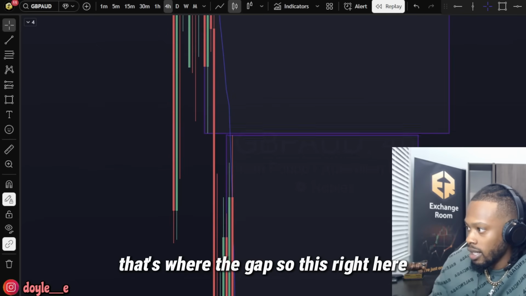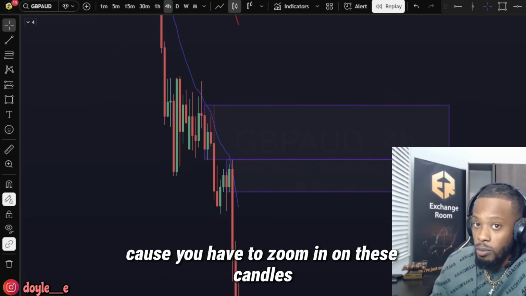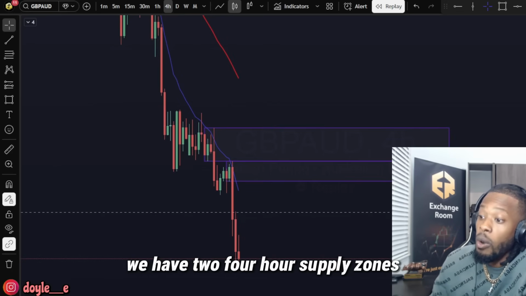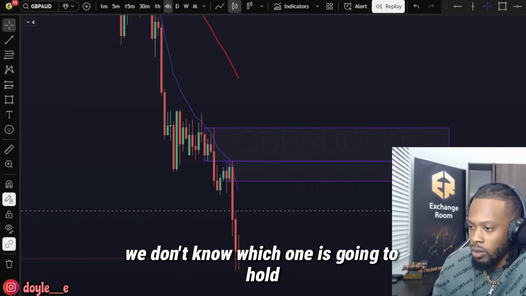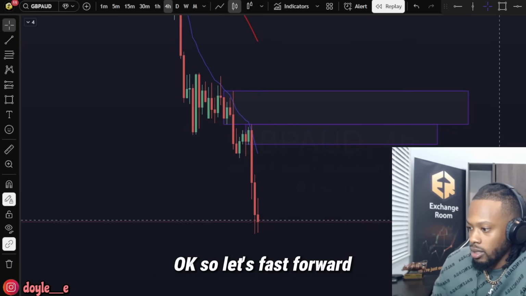That's where the gap is. Because you have to zoom in on these candles, we have 2 4-hour supply zones. We don't know which one is going to hold. We just have to prepare for it. Okay, so let's fast forward.